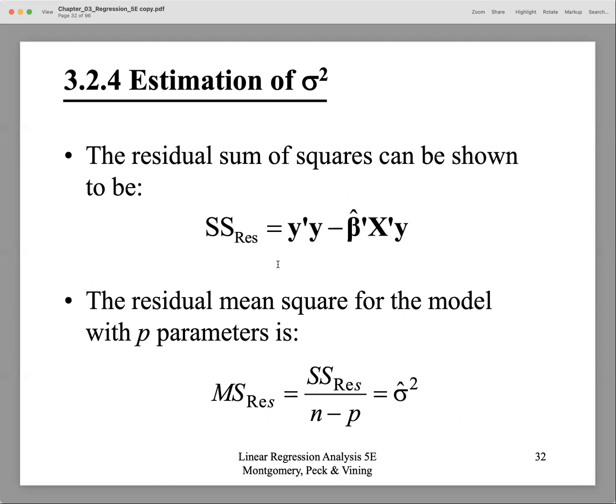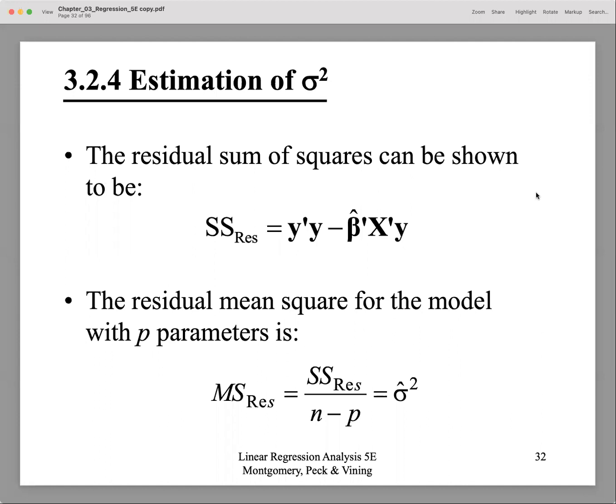All right, so again, this is how we would calculate the sum of squares error, also called the sum of squares residual. The result is a 1-by-1 matrix, which we can just consider as a scalar, so this is a number. Then to get the mean square error, or mean square for the residual, we divide that by the appropriate degrees of freedom. The residual mean square for the model with p parameters uses n minus p. It can be shown that the mean square residual gives us the estimate of sigma squared, which is why we denote it by sigma hat squared.